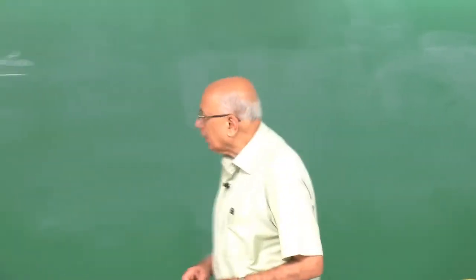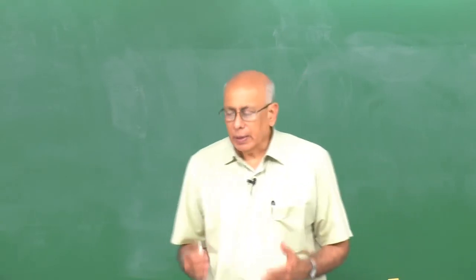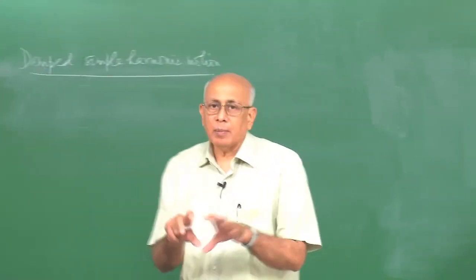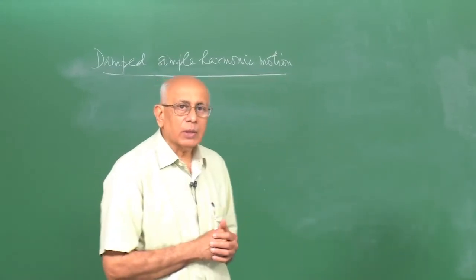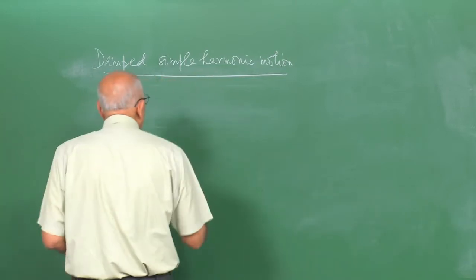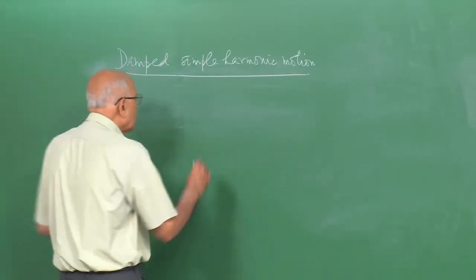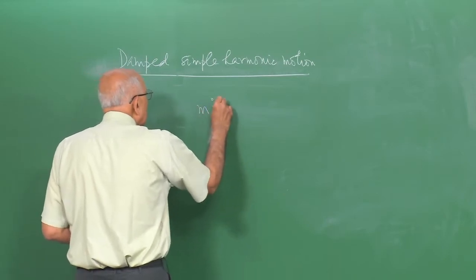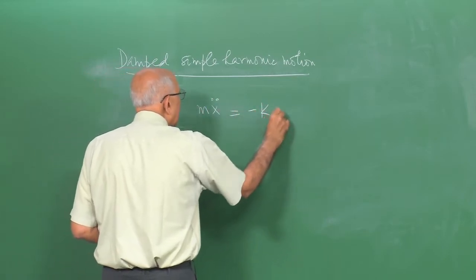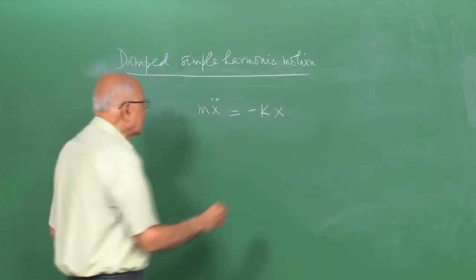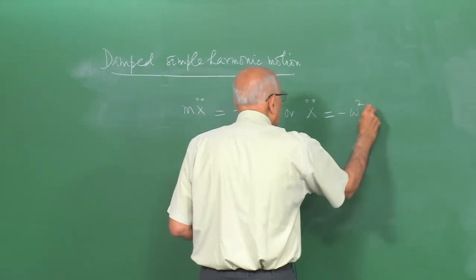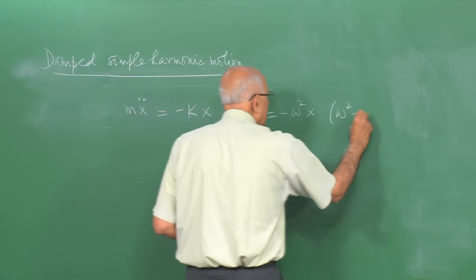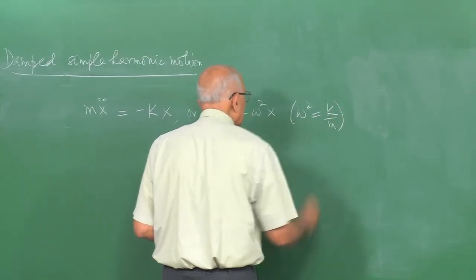Right. Next let us take up the example of damped simple harmonic motion, and the idea is the following. If I look at a simple harmonic oscillator such as a mass and a spring connected to the mass, and the simple harmonic oscillations of this mass, we have seen that the equation of motion of this mass, Newton's equation, is m x double dot equal to minus kx, where k is the spring constant, or x double dot equal to minus omega squared x, where omega squared is k over m here.